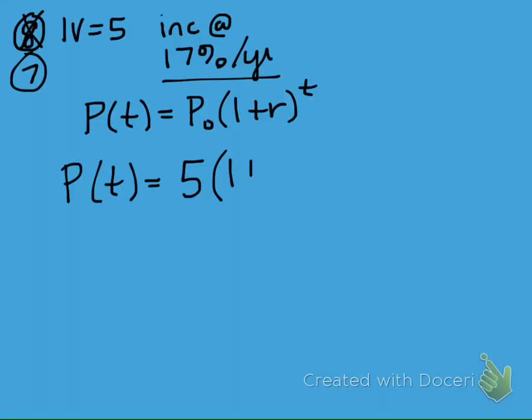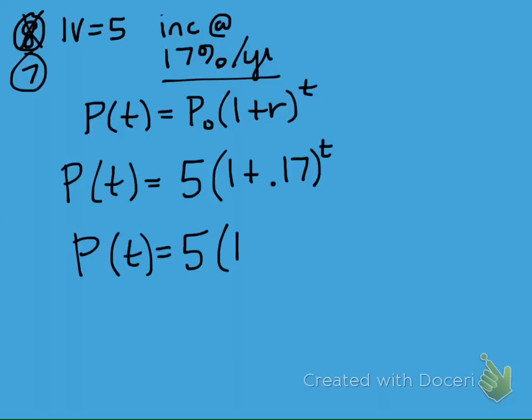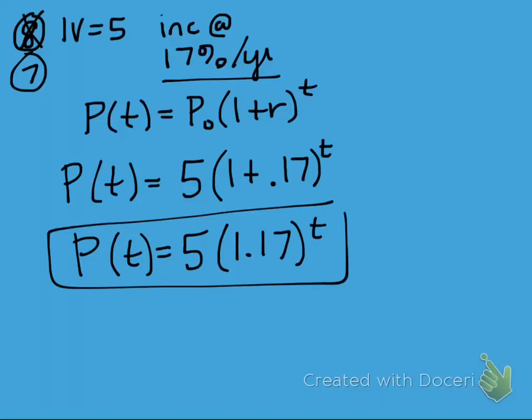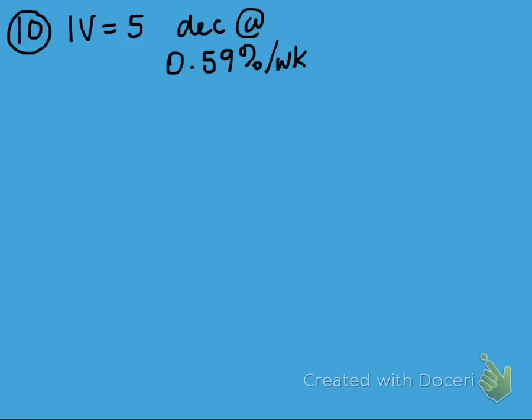And then we're going to replace r with the percent, but we have to write it as a decimal, so this will be 0.17 to the t. And the only other thing we can do before we call this our answer is to add 1 and 0.17, so that would give us 1.17 to the t, and that would be our final answer for number 7. And so no, you don't have to do number 7 on your homework. We just did it as an example.